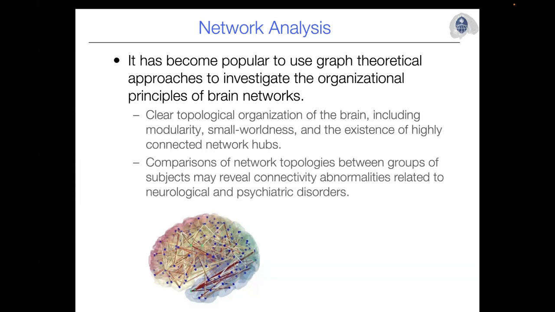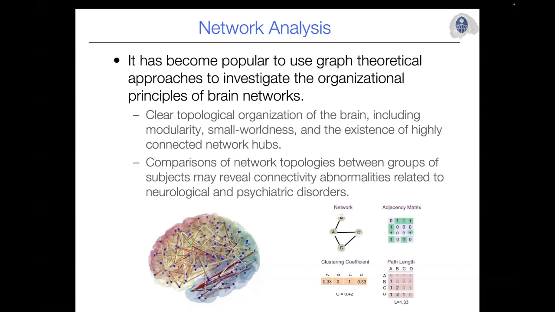And so you can also look at how these different networks differ between different disease groups and see whether, say, schizophrenics have a different network status than non-schizophrenics. So there's a number of things that we can do. Basically, if a network looks like this, we can calculate things like we talked about, the adjacency matrix, which tells us which regions are connected to each other.